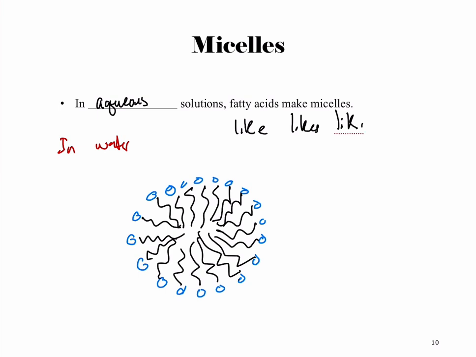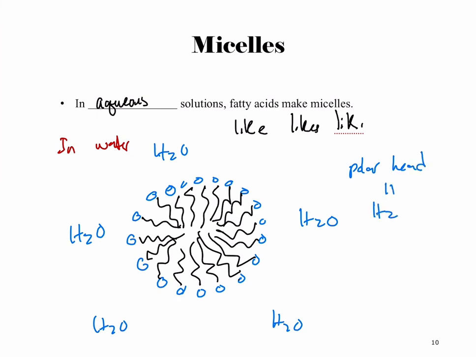So the nonpolar stuff, if we're in an aqueous solution, means we have a bunch of water floating around here. The polar head likes the water, and the nonpolar tail likes other nonpolar tails. And so to maximize this interaction, the fatty acids will orient themselves in high enough concentration solutions.